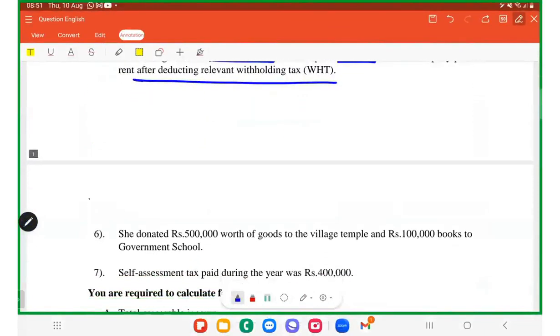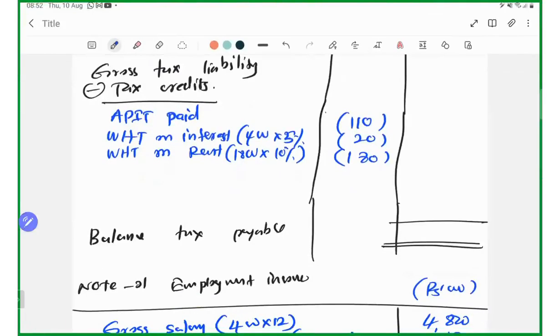So then she donated 500 worth of goods to the village temple. Village temple is not an approved charity. So under donation, qualifying payment, village temple, not allowed.